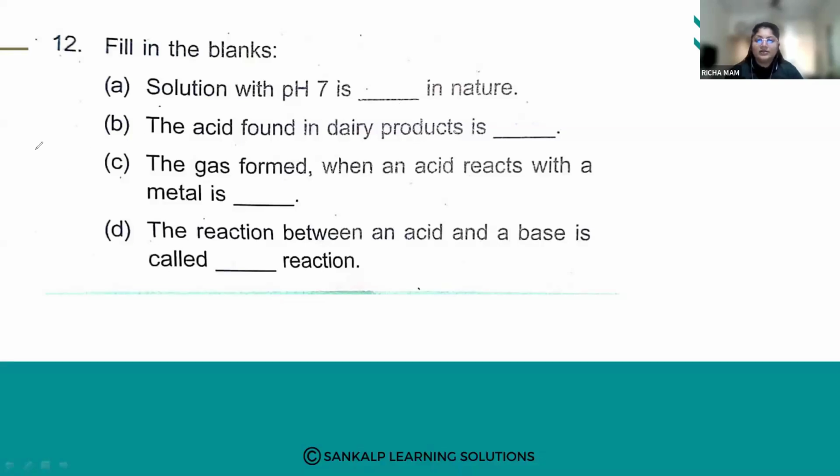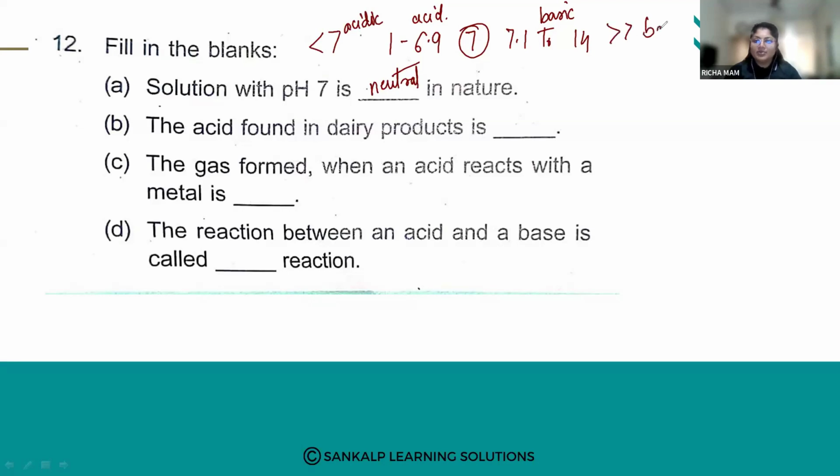Yes, we know that. pH 1 to 6.9 is acidic in nature, and 7.1 to 14 is basic in nature. And 7 is neutral in nature. So the pH 7 is what? It is neutral in nature. So less than 7, remember it is acidic, and more than 7, it is basic.